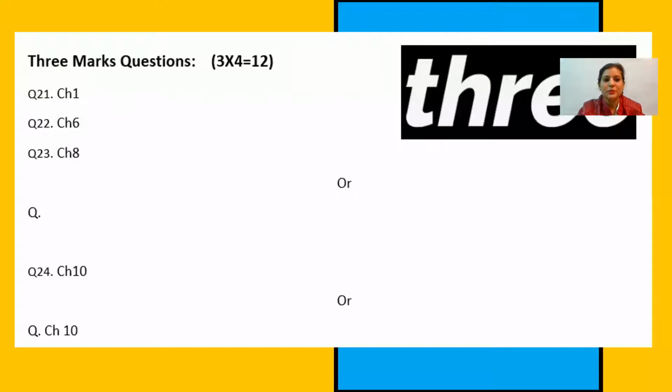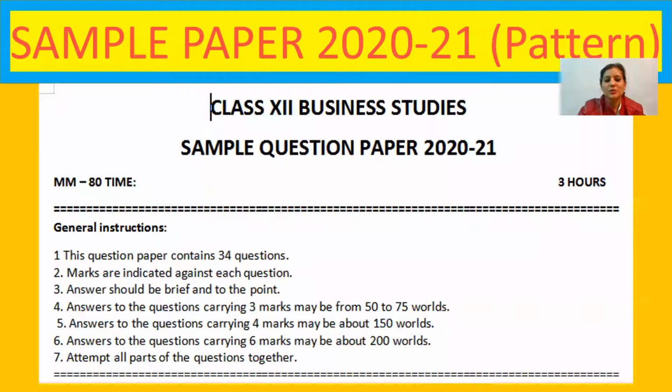Question number 21 to 24, only 4 questions, 4 3 markers. And if we read the instructions, fourth instruction: answers to the questions carrying 3 marks, word limit is 50 to 75, and for 4 marks the word limit is 150 to 200. For 4 marks, 150 to 200 means marks increase only by 1, 3 to 4, but the word limit almost doubles. Utilize minimum time in 1 markers, then a little more in 3 markers.